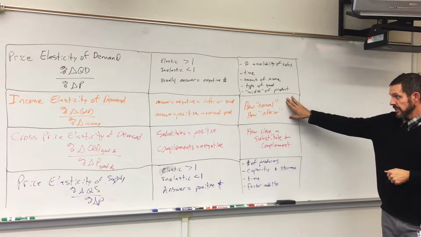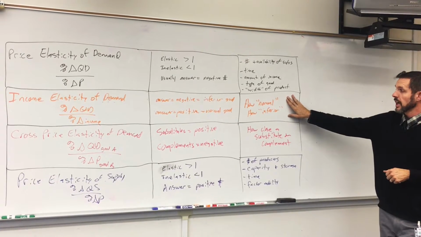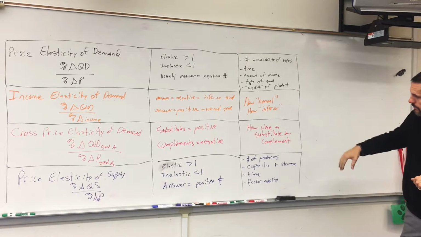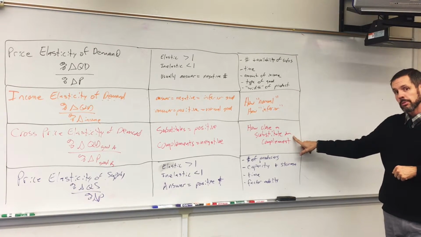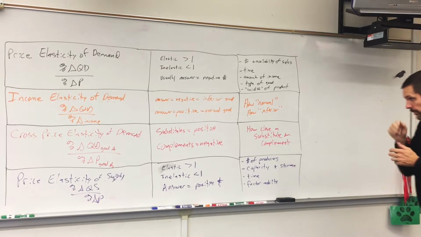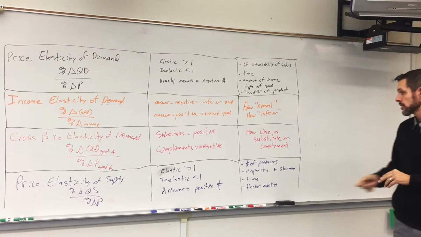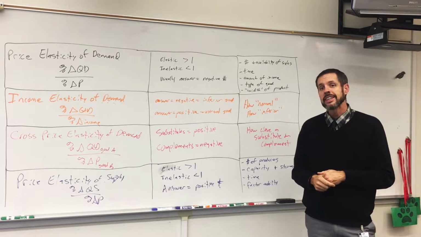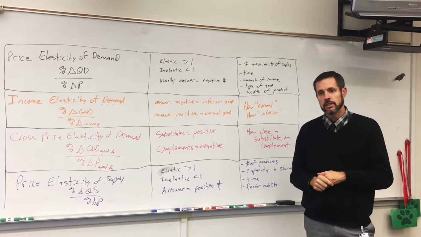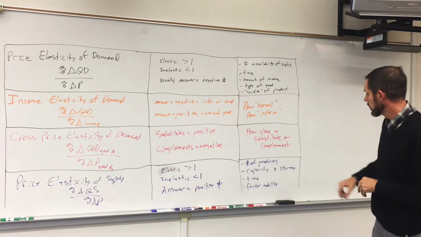Basically, for income elasticity of demand, we're trying to figure out how normal or how inferior a good is. For cross-price elasticity of demand, how close a substitute or how close a complement to a good is. And then for price elasticity of supply, what goes into it? The number of producers. The more producers, the more elastic the product, the more sensitive things are to price in general.